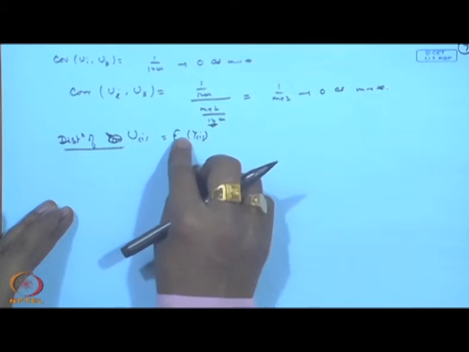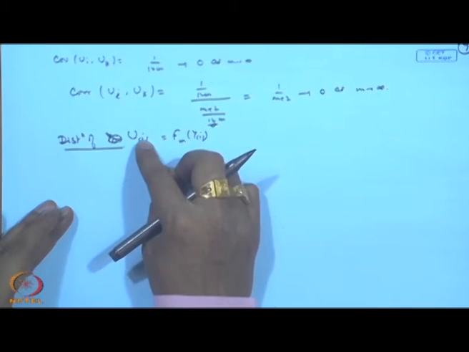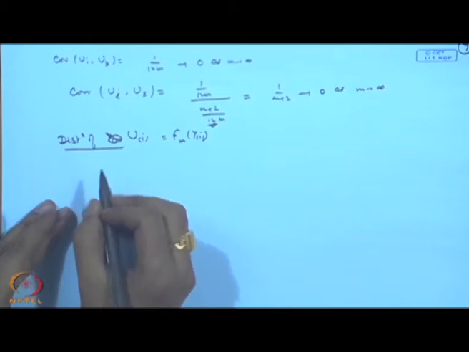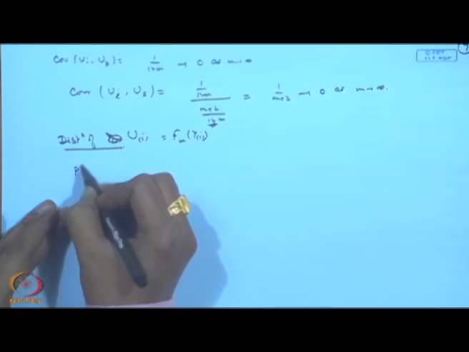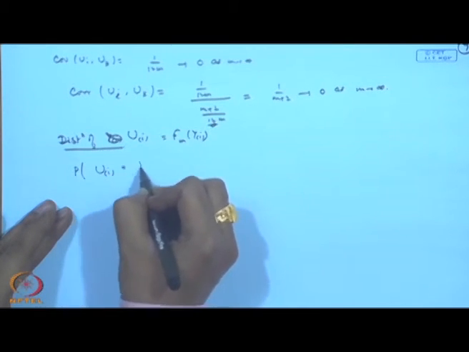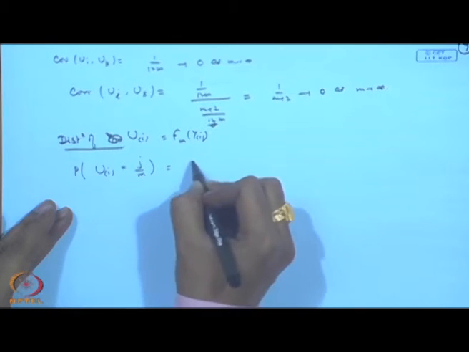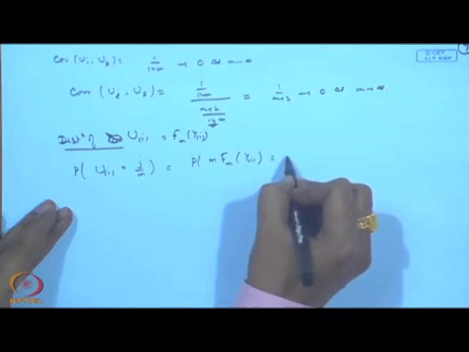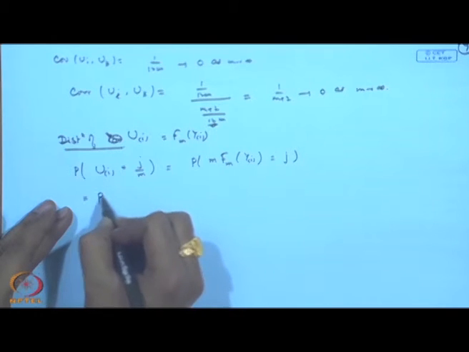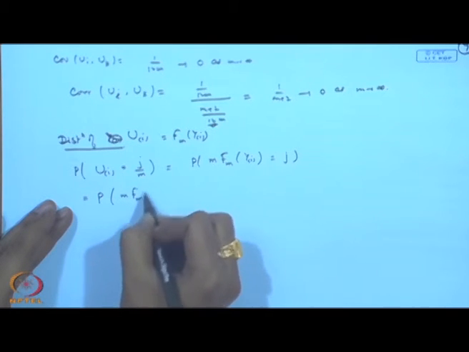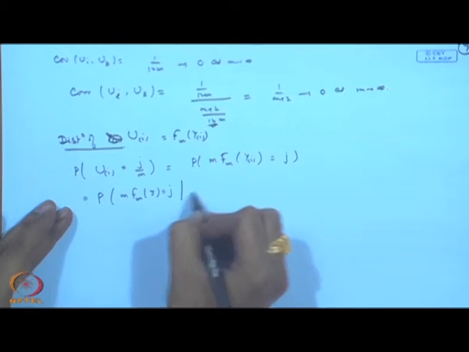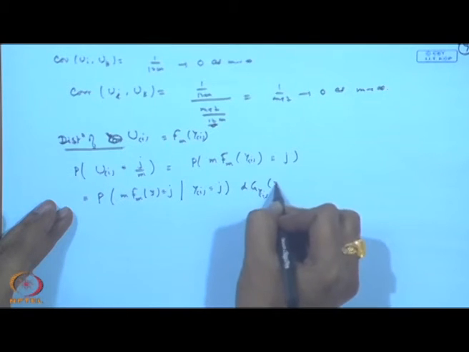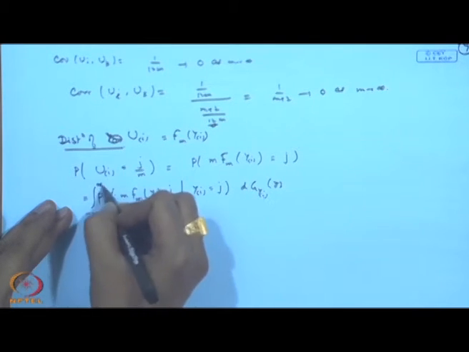In the case of f, this was directly the order statistics from the uniform distribution, and we were able to derive the distribution as a beta distribution, but here what will it give? Let us consider the probability that u_i is equal to j by m, that is equal to the probability that m times f_m(y_i) is equal to j. So that is equal to the integral from minus infinity to infinity of the probability that m times f_m(y) is equal to j given y_i is equal to y, dg_i(y).